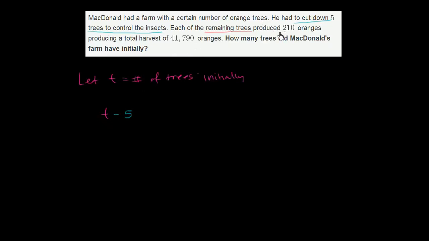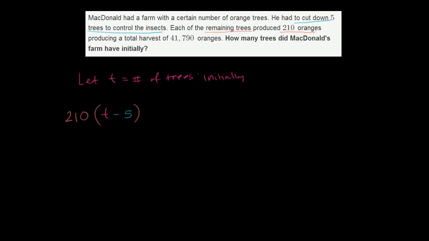Now they tell us that each of the remaining trees, and we know there are T minus 5 remaining trees, produced 210 oranges. So each of these T minus 5 trees is going to produce 210 oranges. This is the number of trees times the oranges per tree, so this is the total number of oranges produced after cutting the 5 trees.